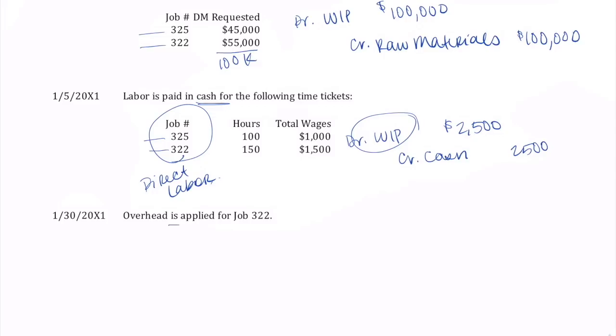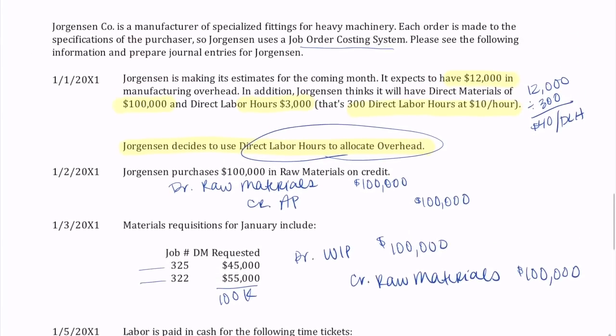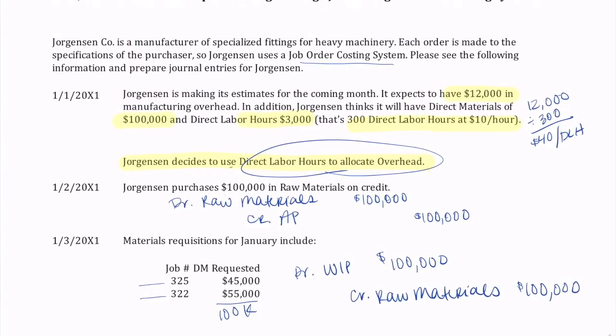All right, so now overhead is applied for job 322. I need to remind myself of how I'm applying overhead. I'm using direct labor hours. I've calculated my rate up here. So it's estimated overhead, estimated direct labor hours gives me my rate. And then I apply that rate based on actual hours for each job worked.